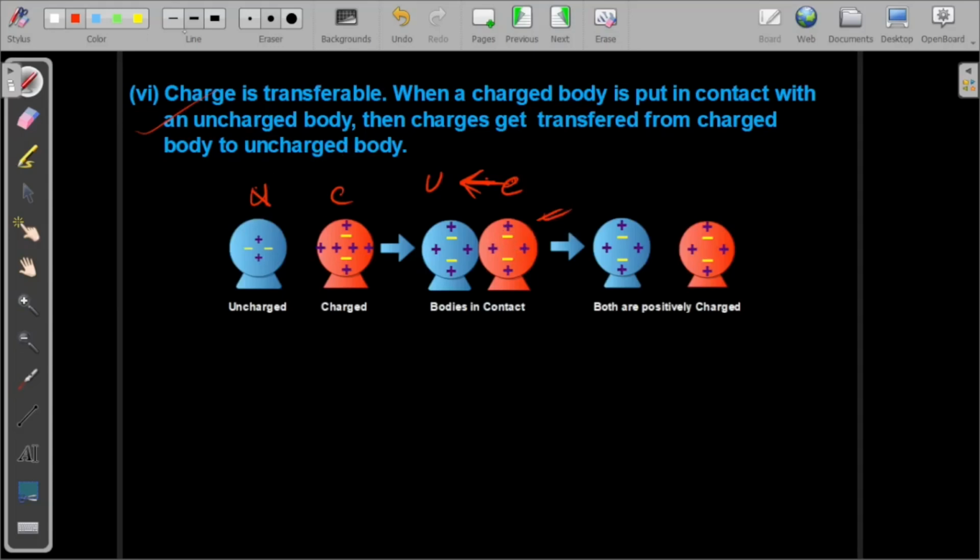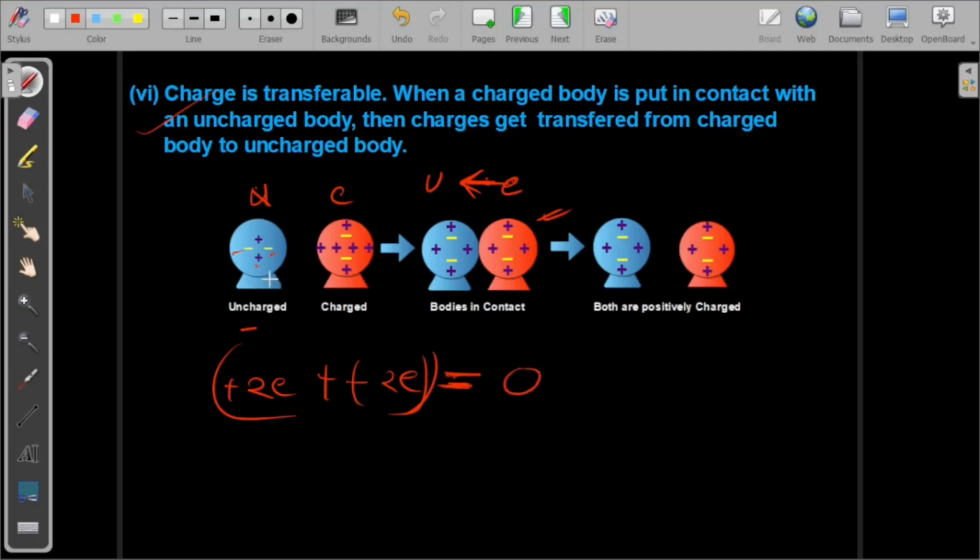So look at this, and look at the uncharged body. Here I'm assuming that both bodies are identical, meaning their shape and size are the same. Look at this. It has two positive charges and two negative charges. That means the total charge will be zero. It behaves like an uncharged body, as if there is no charge in that body.